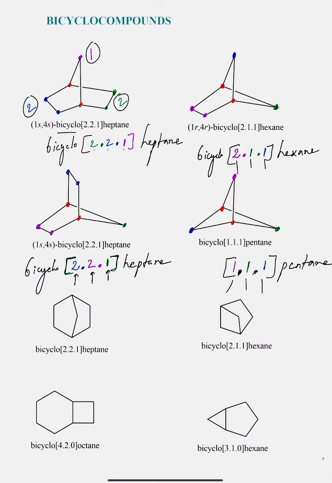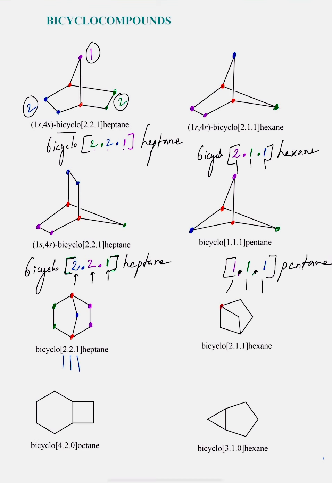Fine. What about this next structure? It's written in a different way. So here these are the bridgehead carbons, and there are 2 green carbons here, and two purple carbons here, and there is one blue carbon at the top coming out of the page. So again it's 2, 2, 1 heptane, and it's bicyclo. Why heptane? Because the total number of carbons is 2 plus 2 plus 1 plus 2 bridgehead carbons, so it's a total of 7.